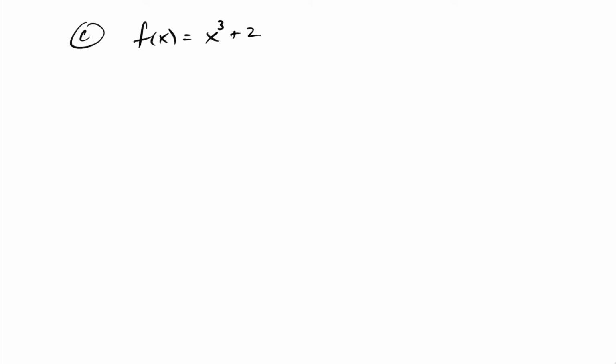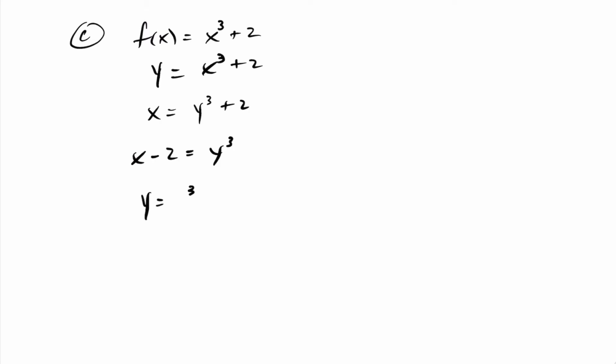So for the next example here, again, you're going to want to go ahead and interchange your x and y values, and then take your cube root. Taking my cube root here, I get the cube root of x minus 2. So now I have here that f inverse of x is the cube root of x minus 2.